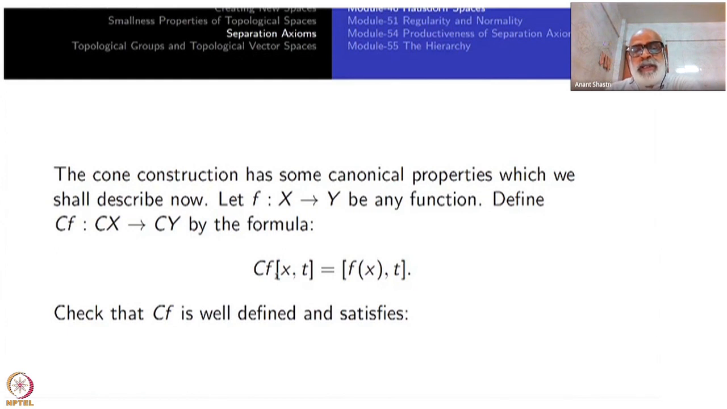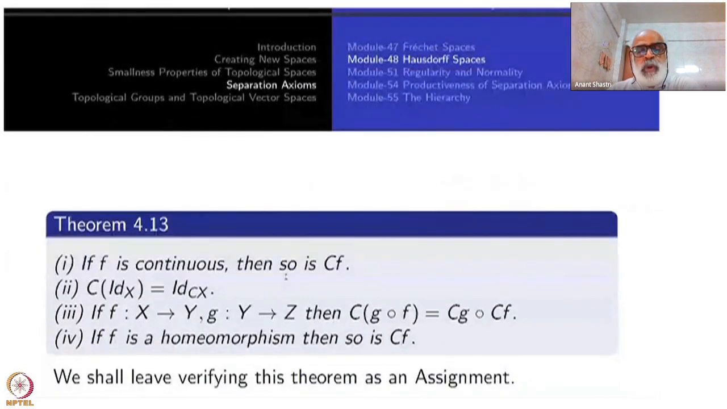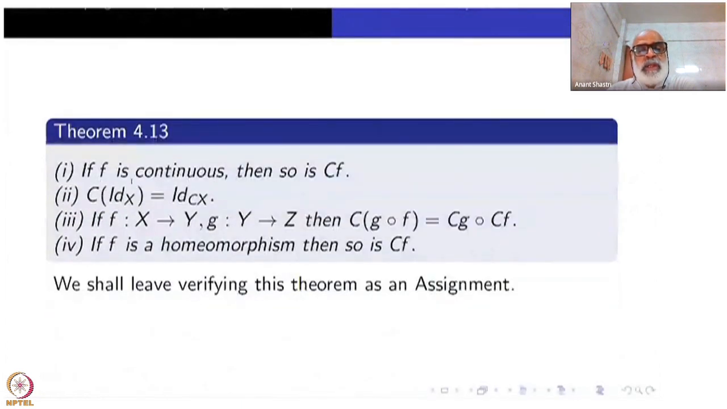Okay. The point is, if f is continuous, then f cross identity is continuous, then the induced map CF will also be continuous. Not only that, there are many other properties I want to list. CF has all the following properties. If f is continuous, then so is CF. If you start with the identity map from X to X, C of the identity is the identity of CX. If you have f from X to Y and g from Y to Z, then the cone over g composite f is nothing but cone over g composite cone over f. If f is a homeomorphism, then so is CF.